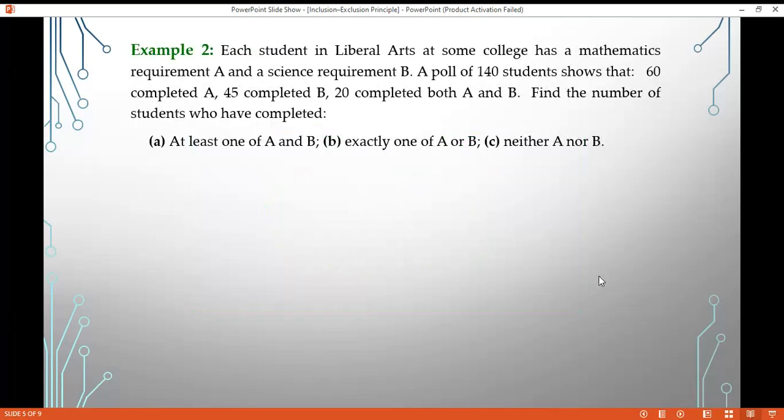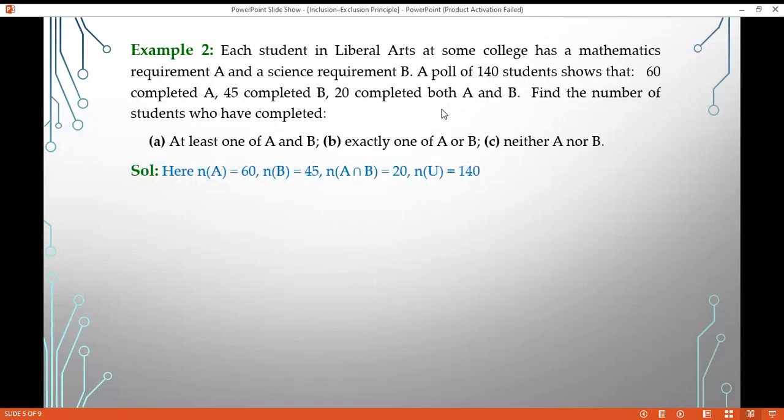Now another example. Each student in liberal arts at some college has a mathematics requirement A and a science requirement B. A poll of 140 students shows that 60 completed A, 45 completed B, 20 completed both A and B. Find the number of students who have completed: first, at least one of A and B; second, exactly one of A or B; and third, neither A nor B. So let's do it.